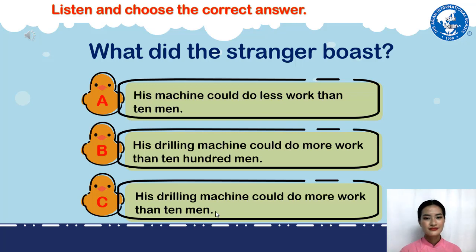John Henry was as happy as a man could be. Then a stranger brought a new machine to town. The stranger boasted that his drilling machine could do more work than 10 men.